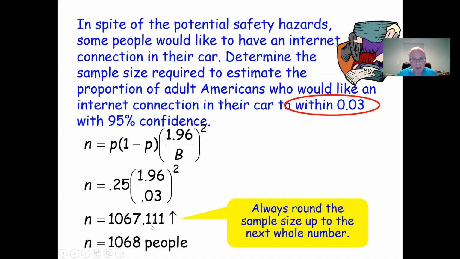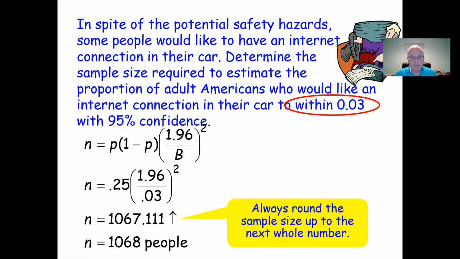1,067.111. Well, as you probably know, a sample size has to be a whole number. It can't be just a part of a person, right? 0.111 of a person. So what do we do? You just round up to the next whole number. Doesn't matter how small the decimal is. If N has a decimal in it, we round up to the next whole number. So the answer is 1,068 people.